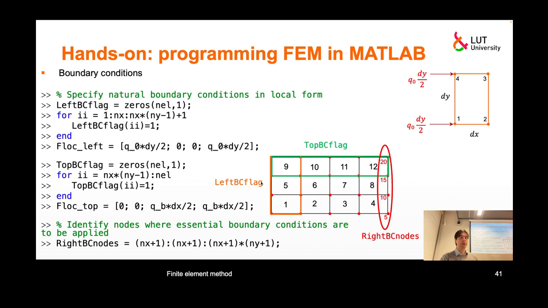So I will use some kind of flag arrays consisting of zeros and ones. For the left flag, zeros, number of elements, and 1, which identifies which element from the global set of elements should be associated with this left side boundary condition. So I just put 1 in this array for these elements, 1, 5, 9, and 0 for others.